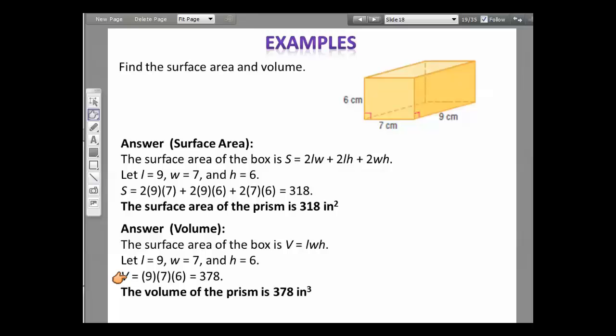And when we calculate that, we find out that the volume is 378 inches cubed. Okay?